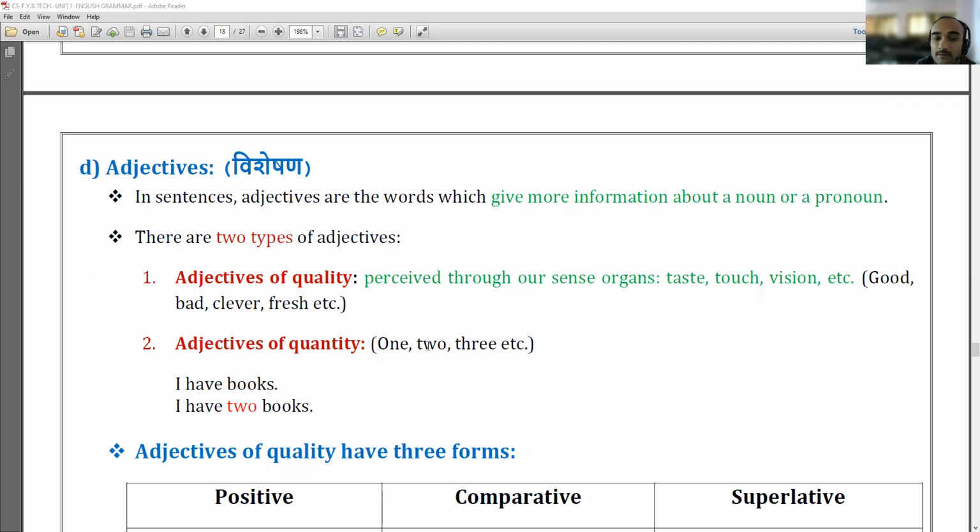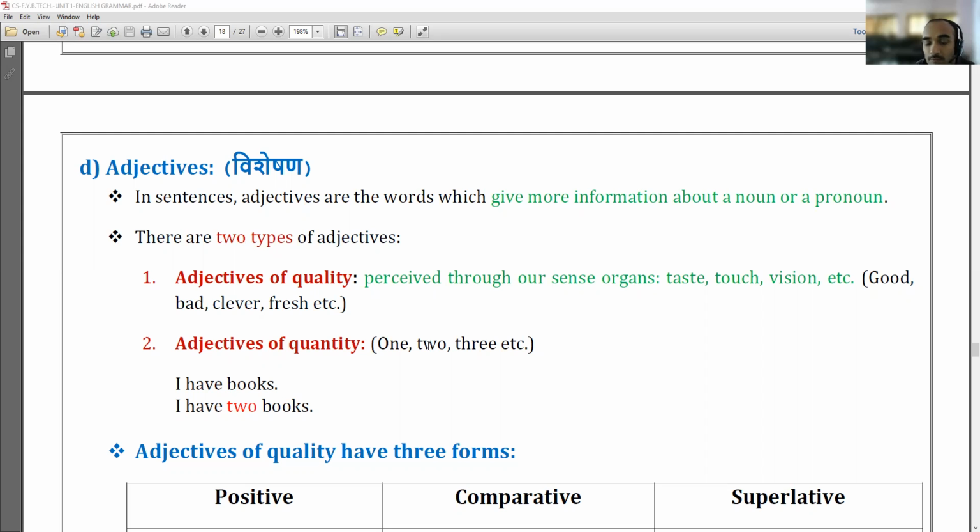Okay, so if someone is a tall person, he has height, then we call him a tall person. If someone is a dwarf or short person, then we call him dwarf or short. Someone is fair, someone is ugly, someone is beautiful. So these all are called qualities. Okay, and the adjective of quality is nothing but it is perceived through our sense organs.